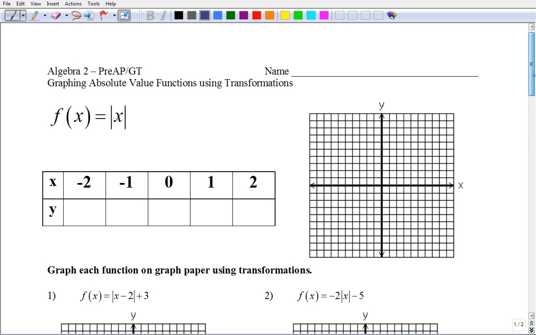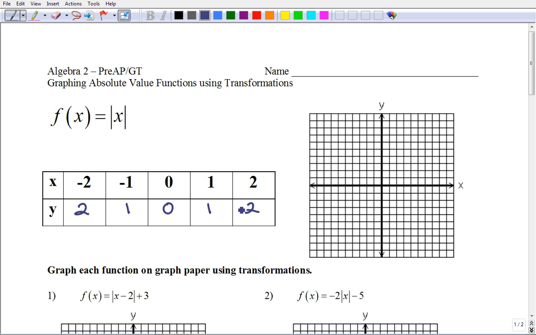Okay, so we are going to graph absolute value functions. So let's take a look at the absolute value of x, our function f of x equals absolute value of x. So we take each of our x values and we take its absolute value. Our absolute value just represents the distance from the origin. So then we have the absolute value of -2 is just 2, and the absolute value of -1 is 1. Absolute value of 0 is 0. Absolute value of 1 is 1, and absolute value of 2 is 2. So it just makes everything positive.